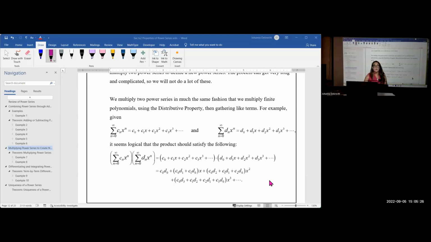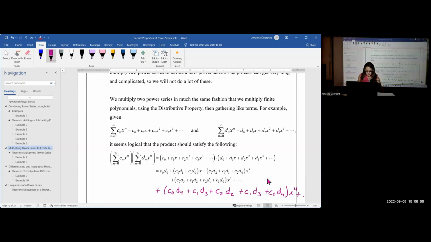So based on that, we can predict what the coefficient for x to the fourth would be, which would basically start with C0 D4, plus C1 D3, plus C2 D2, plus C1 D3, plus C0 D4, all multiplied by x to the fourth, and so on. So we have a pattern going on here. And because we have a pattern, we can represent the pattern.